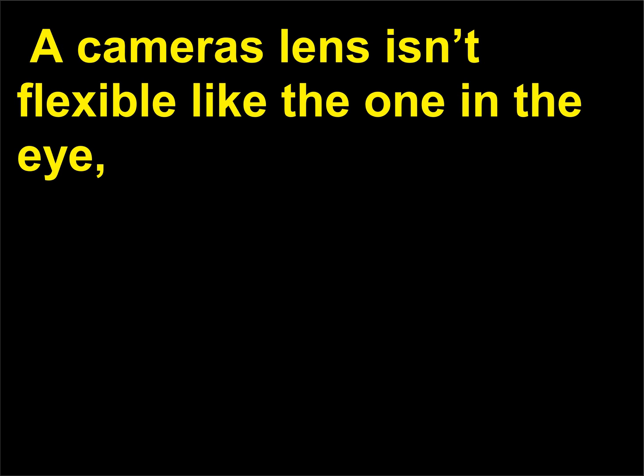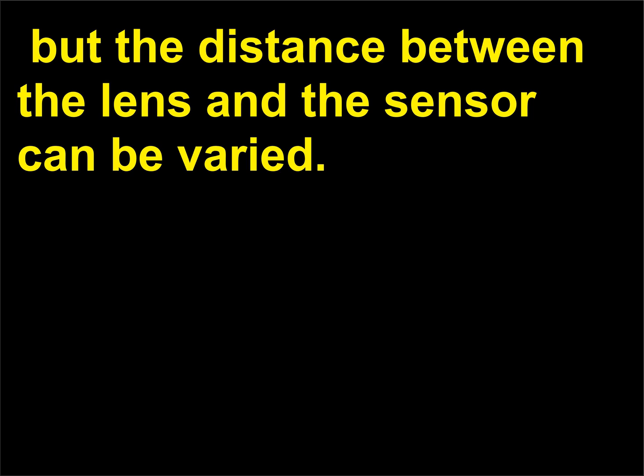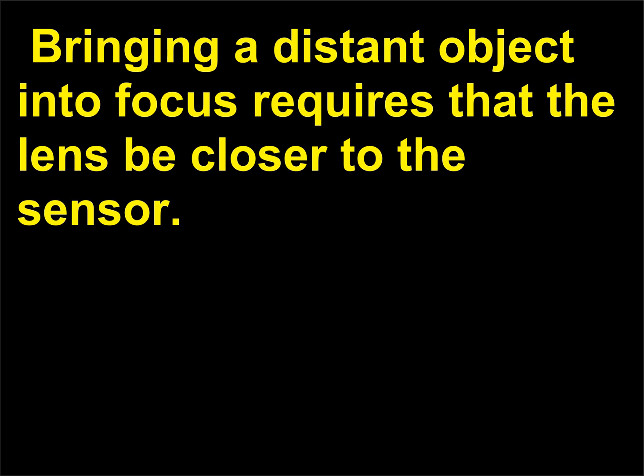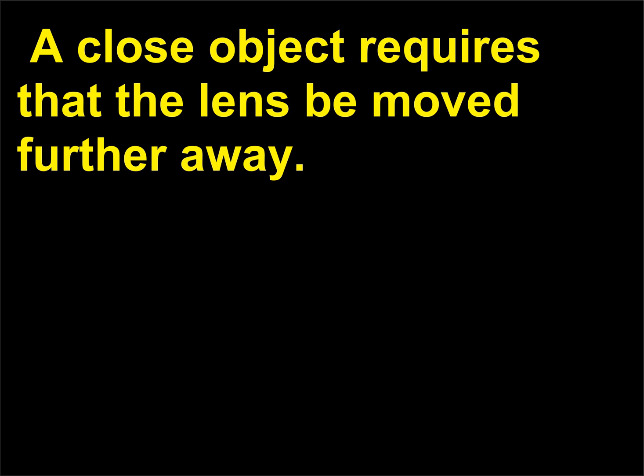A camera's lens isn't flexible like the one in the eye, but the distance between the lens and the sensor can be varied. Bringing a distant object into focus requires that the lens be closer to the sensor. A close object requires that the lens be moved further away.